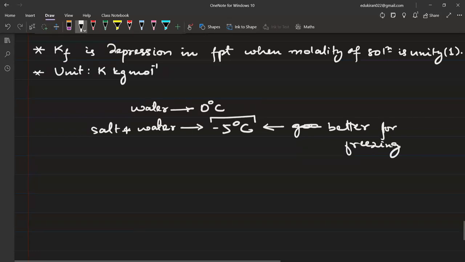Okay. Now this kulfi application is not given in your textbook. Okay, the kulfi example is not in your textbook.